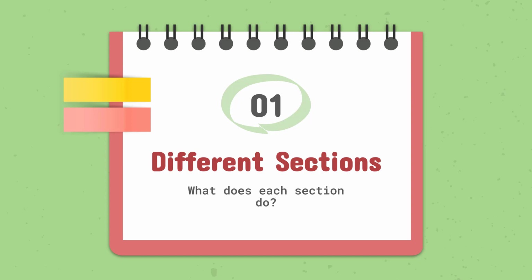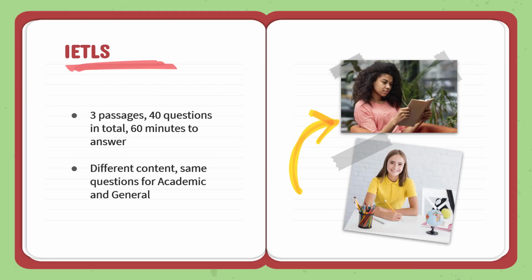What does each section do? The IELTS reading section has 3 passages, 40 questions, and in total 60 minutes to answer. Different content, same questions for academic and general. What do I mean by that?